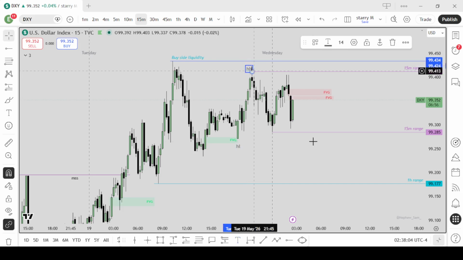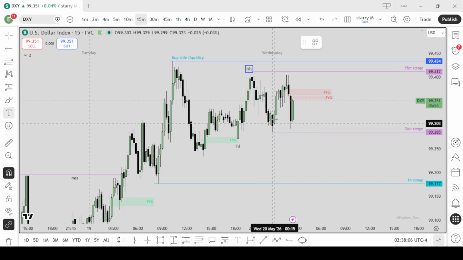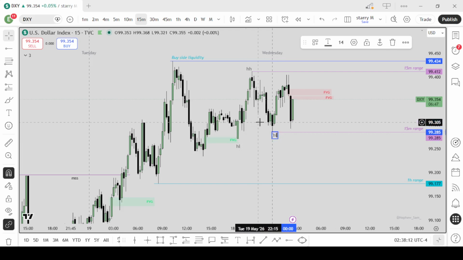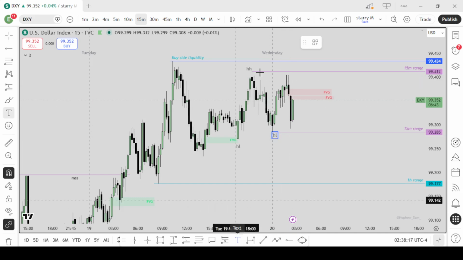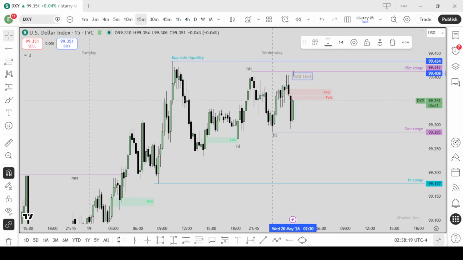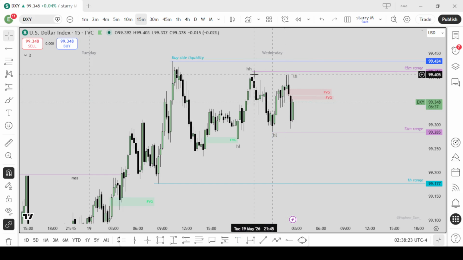Higher high. Higher low, because it's higher than this one. And then we made a lower high. Lower high, because it's lower than this one. And now currently we are making a higher low.